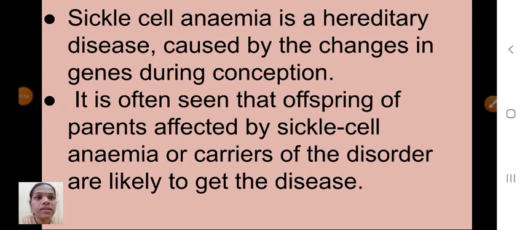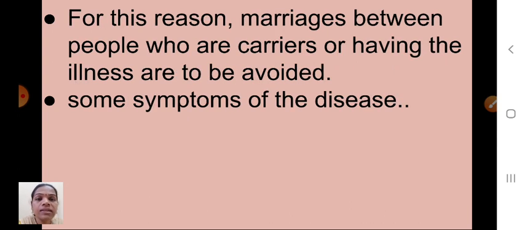Sickle cell anemia is a hereditary disease caused by changes in genes during conception. It is often seen that offspring of parents affected by sickle cell anemia, or carriers of the disorder, are likely to get the disease. If parents have it, children will also likely get this disease because it is a genetic disorder. For this reason, marriages between people who are carriers or having the illness are to be avoided.